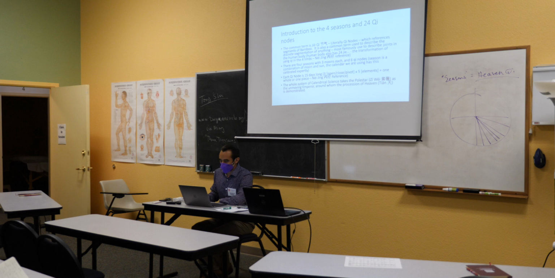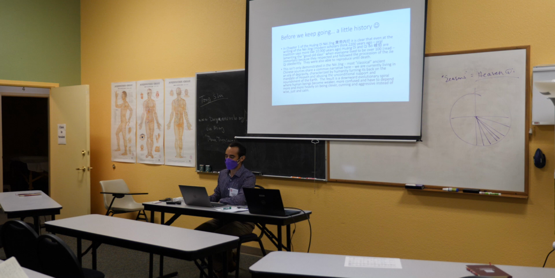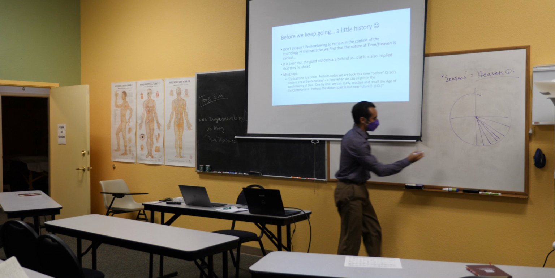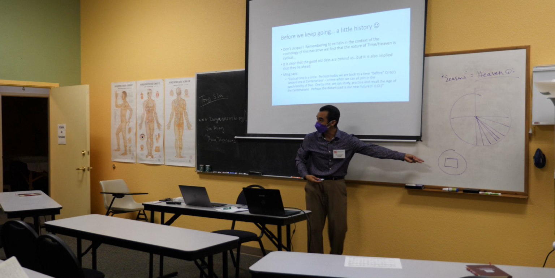Chapter 1 of the Neijing, we can talk about this, more quotes about the seasons. A little history, right? Important thing to remember. Time's shape is a circle, okay? Time's shape is a circle. Earth's shape is a square, okay? And maybe some of you have seen this before, right? Circle and square. Not defined.